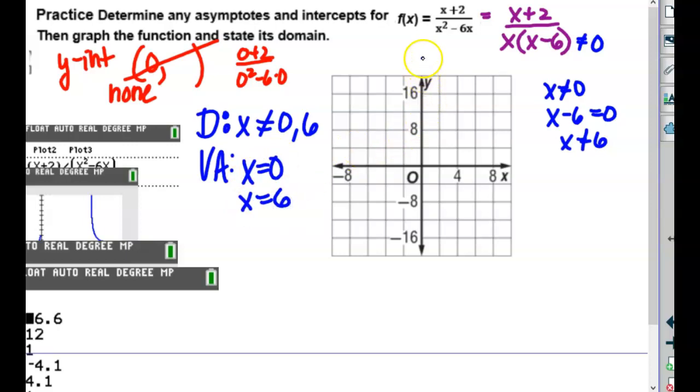So real quick over here, x equals 0 is the y-axis. Oh, it's counting by 2s. x equals 6 is this guy. So there are the two asymptotes. And you draw them as dotted lines because they are boundaries, not actually part of the graph. All right, then what does it say on your sheet? x-intercept maybe?